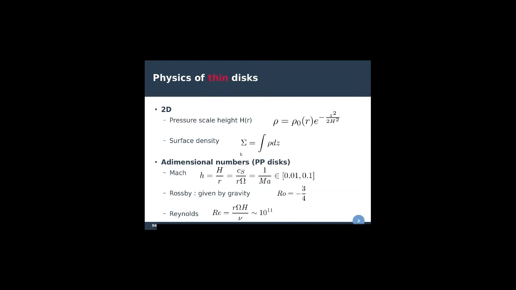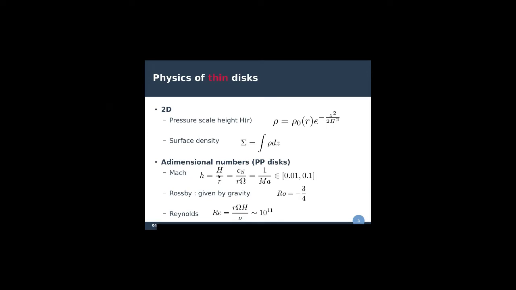Just to give some numbers, the typical Mach number is quite high, and indeed we are more used to using this H here, which is the adimensional scale height of the disk. It's indeed the inverse of the Mach number. So it's the scale height, H, divided by the radius towards the star. So it's the aspect ratio of the disk. And typically it's 10 to the minus 2 to 10 to the minus 1. So the Mach number of Keplerian rotation is 10 to 100.